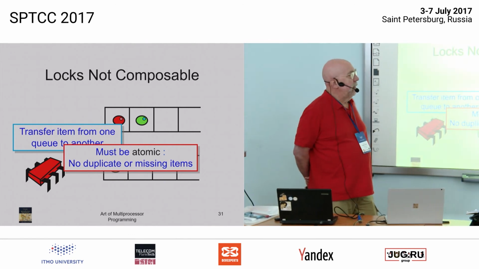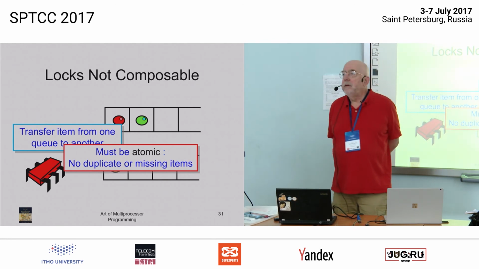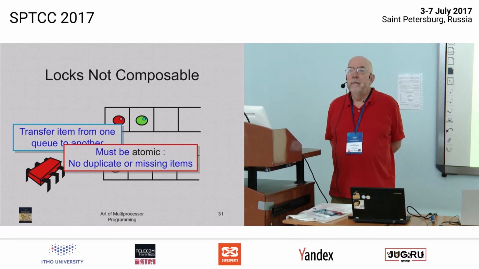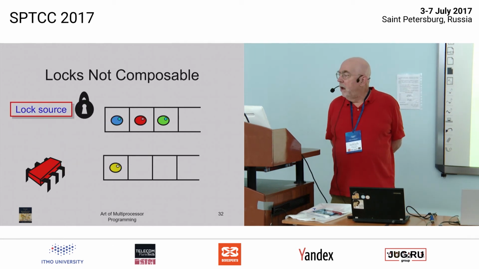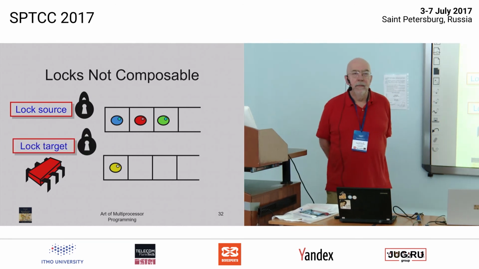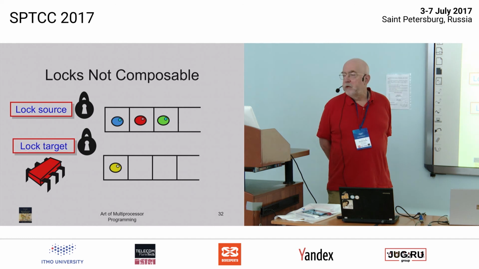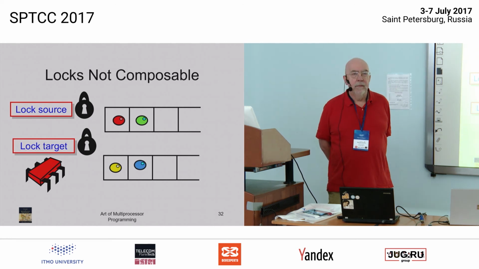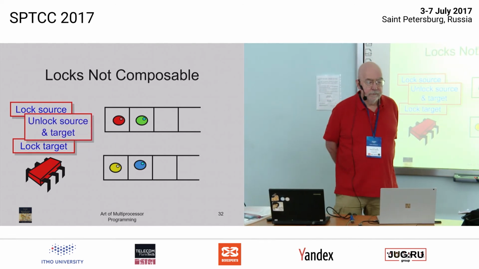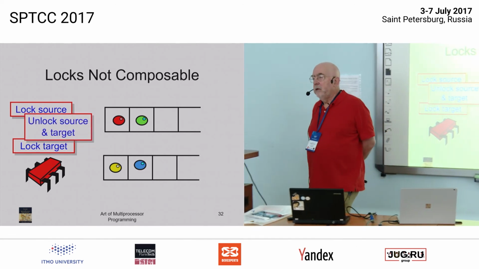And the problem is that this is surprisingly difficult if you, for example, try to write a Java program to do this. Perhaps the correct way to do this is first you lock one queue. Then while you're holding that lock, you lock the second queue. And now you have both of these objects locked. You do the transfer. And then you unlock the queues. So that seems fairly simple.